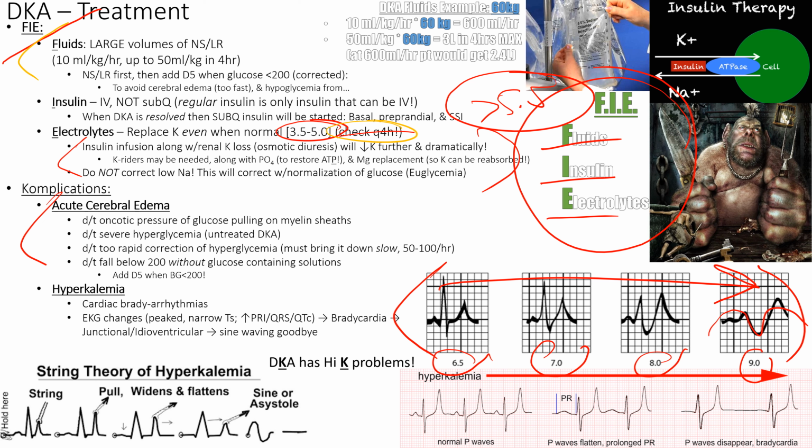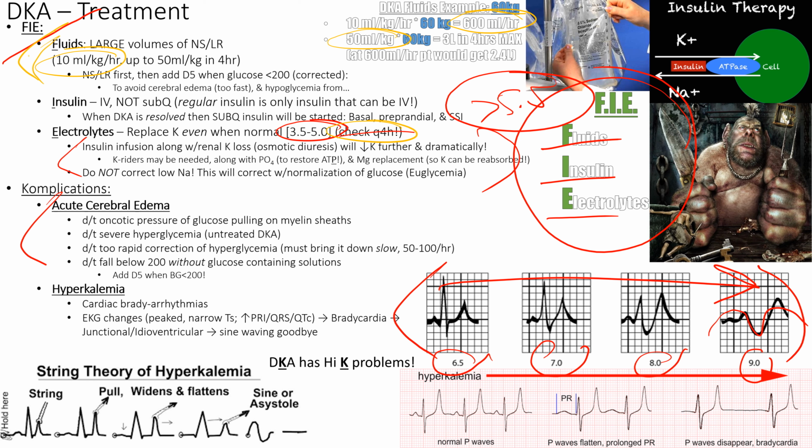But fluids, they get a large volume of fluids, right? Up to 50 mLs per kilo in the first 4 hours. It's usually 10 mLs per kilo per hour. So if they weigh 60 kilos, for instance, that's 600 mLs an hour for the first 4 hours. We're going to get a lot of fluids going into them to get them hydrated because they're extremely dehydrated. It's okay to give a lot of fluids because they came in extremely dehydrated. All that glucosuria pulled all the water and made them extremely dehydrated, right?